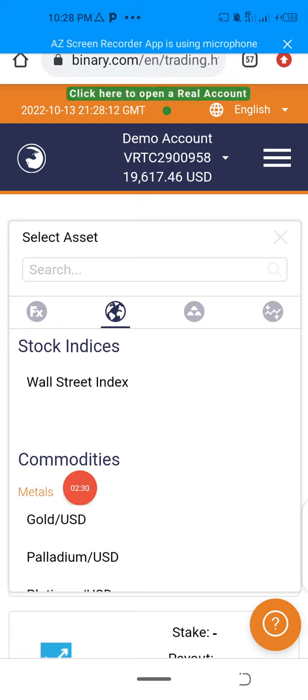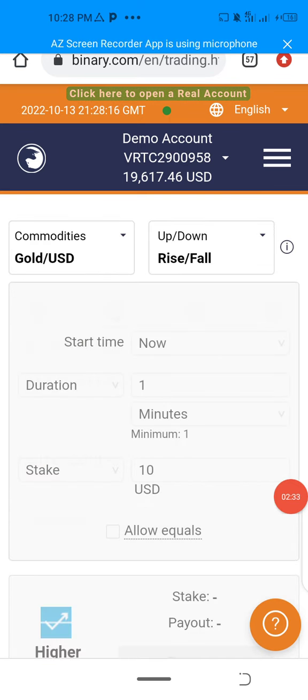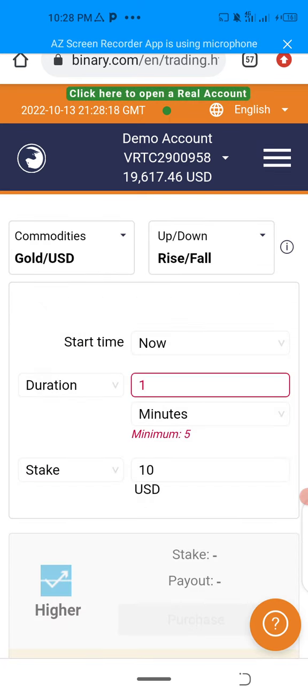Now let's come to this part. This is gold, right? So we are going to be touching the gold. We are going to be clicking it, and note we can only trade 5 minutes and above. We can't trade less than 5 minutes. So as it is now, the trading is on 1 minute. So what we're going to do right now is to change this to 5 minutes.